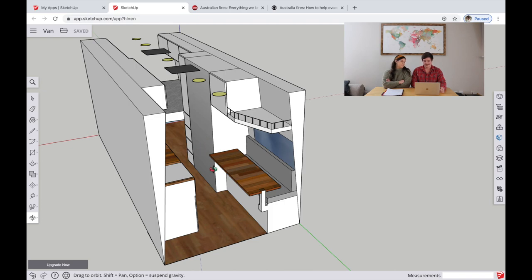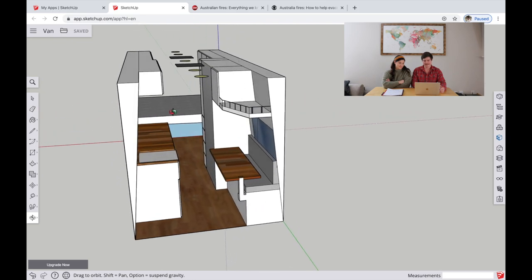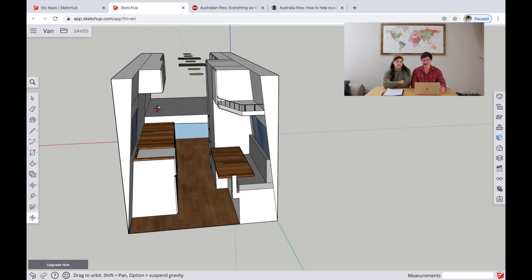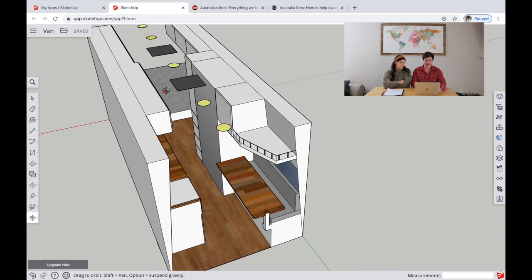Yep. So that kind of moves us over into the bedroom area here. And the bed itself is 6 feet by 6 feet, so it's a perfect square. We're about to get a custom piece of foam, cut it down to fit, because it's not really any normal bed size.